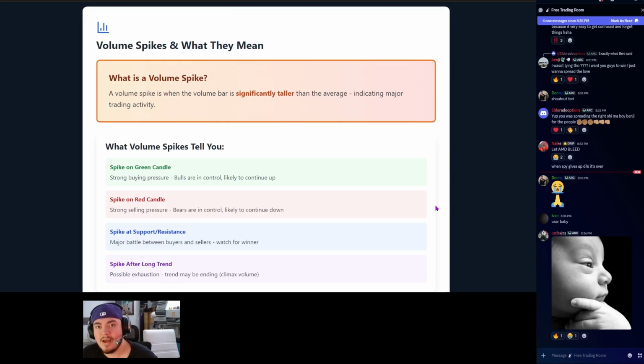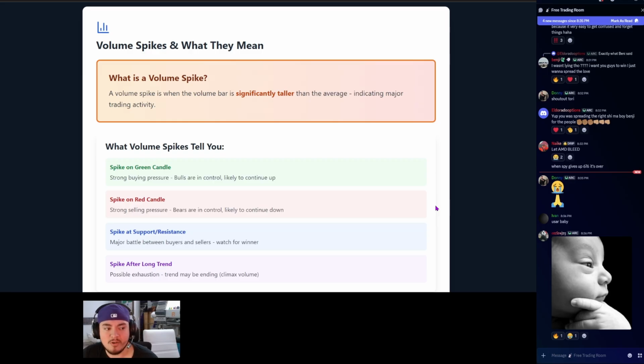When you guys see these spikes in volume, don't ignore them. These can be potential trade setups that are accumulating, right? Let's say you have a big volume spike and you're also coming to a level of support or resistance, or a trend line. You can use this technical analysis, just fundamentals, to guide your trade. So a spike at support or resistance is a major battle between buyers and sellers, so watch for the winner. Waiting for that confirmation will allow you to take these pivot trades, bounce trades, or rejection trades, right?